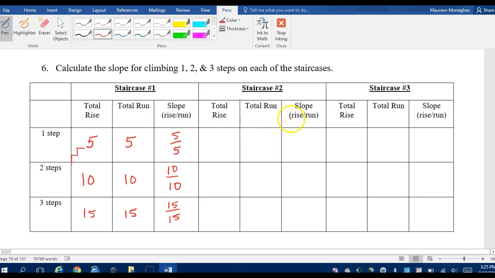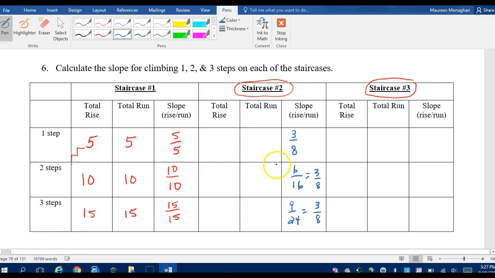Okay, I want you to complete staircase 2 and staircase 3. Oh, sorry. Oh, that's my puppy. He's barking at the neighbor's dog. Sorry about that. Alright, complete staircase 2 and 3.